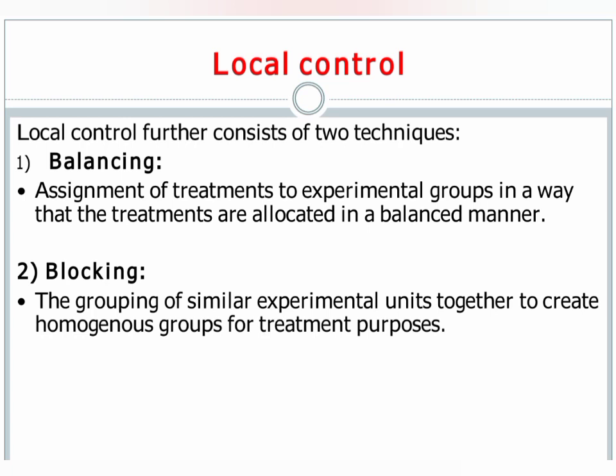By following the principles of randomization, replication, and local control, researchers can easily design experiments that are more likely to produce valid and reliable results. So this is about the basic principles of experimental design.